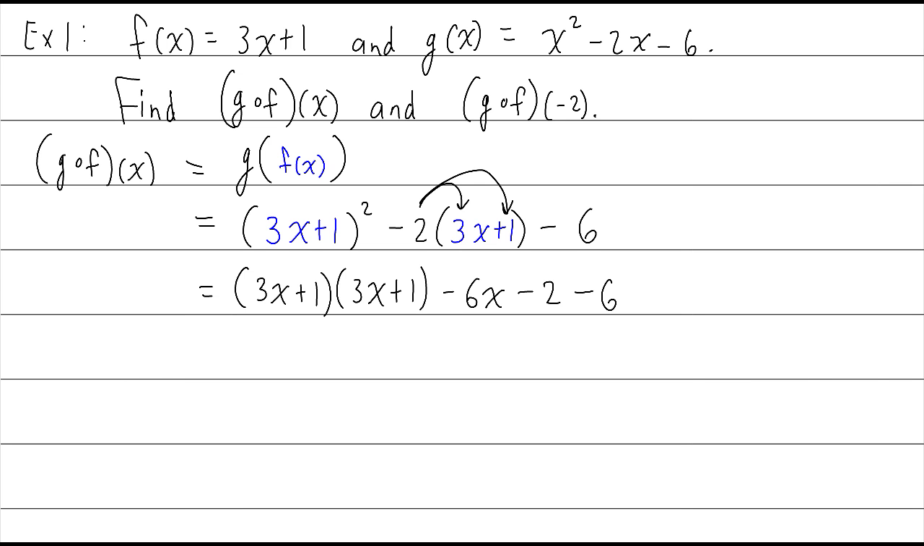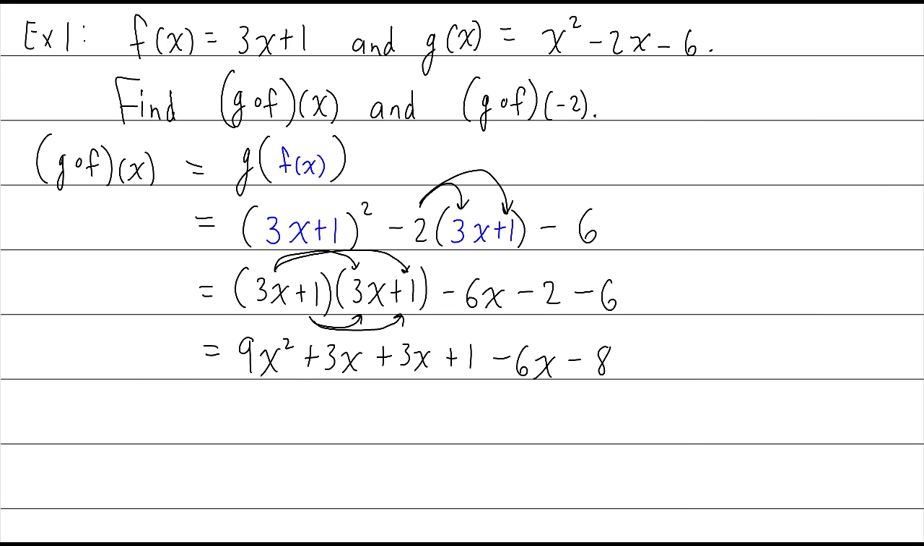Okay, so 3x plus 1 times 3x plus 1. 3x times 3x is 9x squared. 3x times 1 is 3x. 1 times 3x is 3x. 1 times 1 is 1. Minus 6x, and hey, don't forget these two can be put together. That's negative 8.